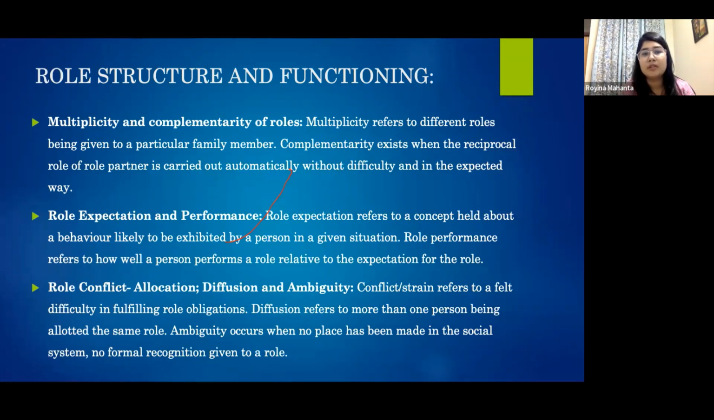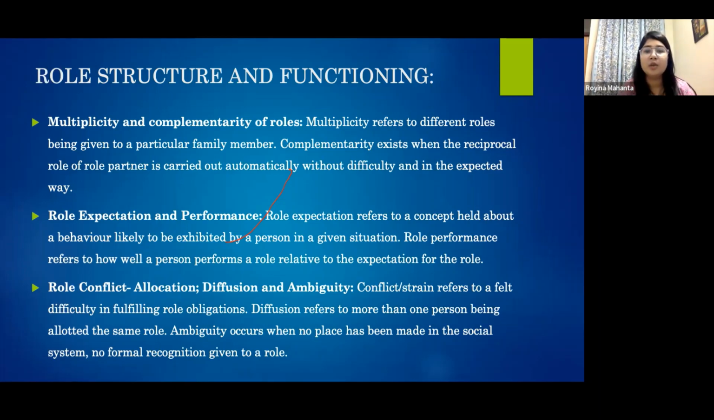Diffusion refers to more than one person being allotted the same role. So when there is role diffusion, it leads to confusion as to who is supposed to carry out a particular task within a family. So if the husband pays the electricity bill this month and next month his brother pays the bill, and the month after that his wife pays the bill, so every time somebody different is doing this task, then there might be a confusion. So at some point, the husband might think that my brother or my wife is going to pay the bill this time, and they will assume that the husband will pay the bill, and nobody ends up actually paying the bill. So when there is role diffusion, it can create confusion and problems within a family.